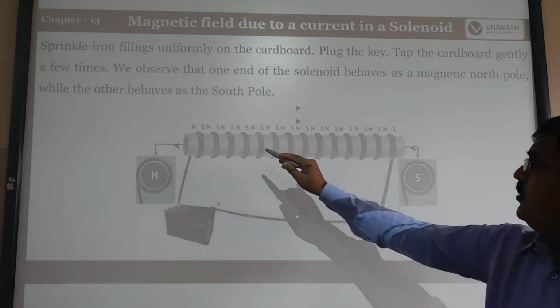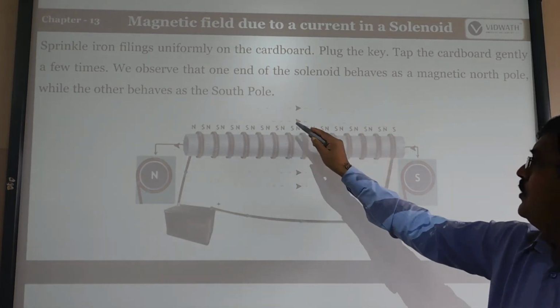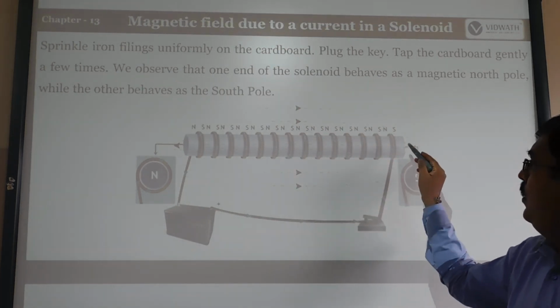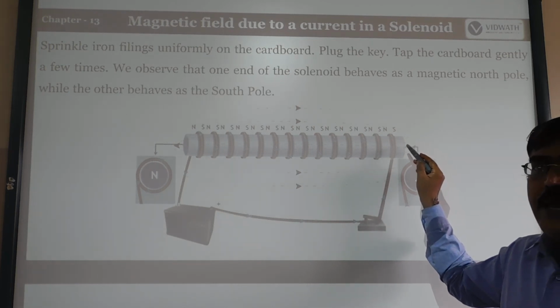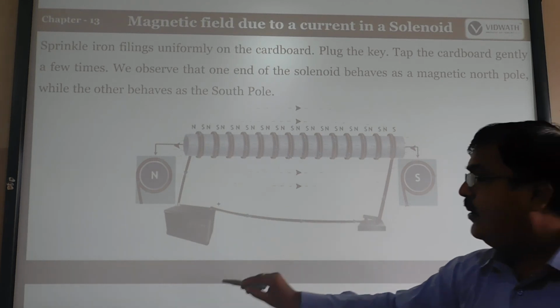So there should be magnetic lines produced here. Almost all go from the north to the south pole. That pole should act like a what? A temporary magnet. It should behave like a magnet, as you can see.